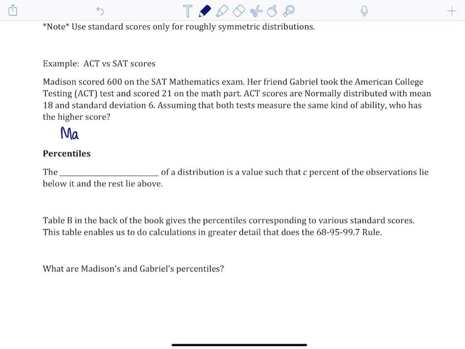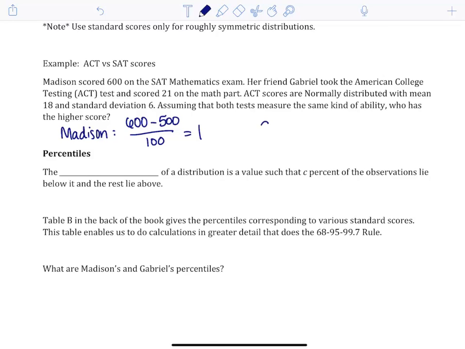So Madison, her score was 600, the mean was 500, and then we divide by 100. So in your calculator, you would do 600 minus 500 and hit enter. That gives you 100. Then you would divide by 100, and she has a z-score of 1. That z-score means that she is 1 standard deviation above the mean.